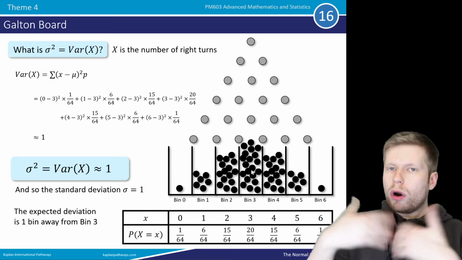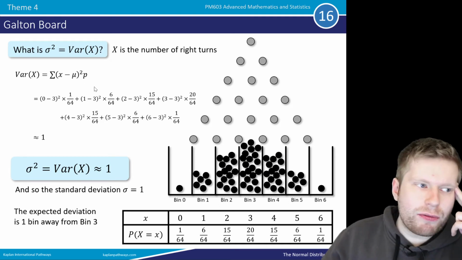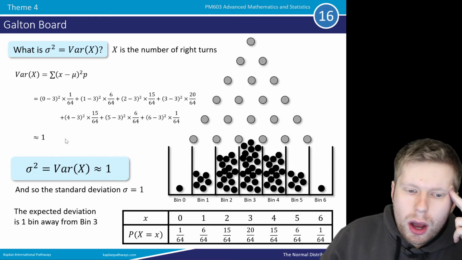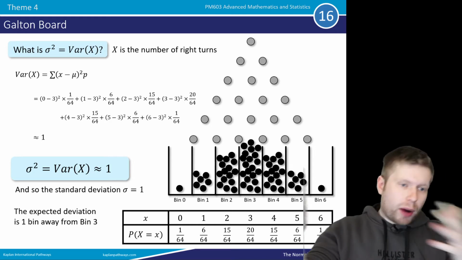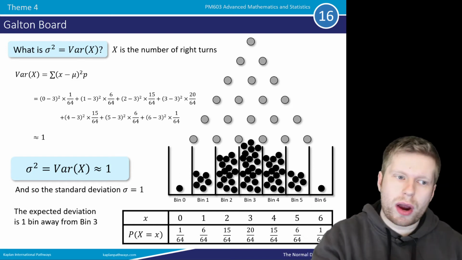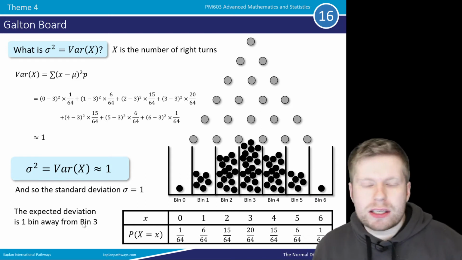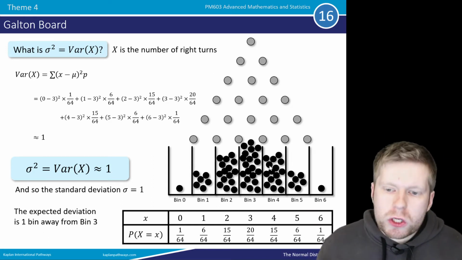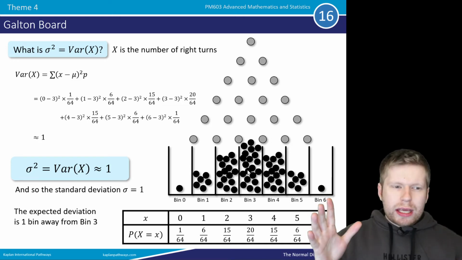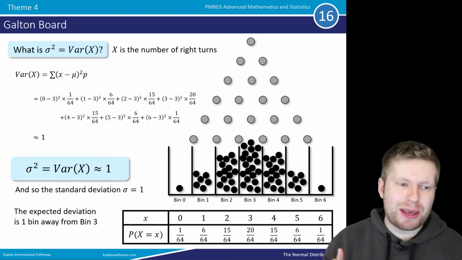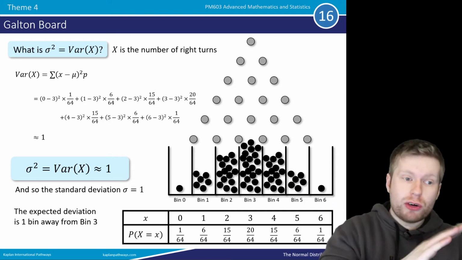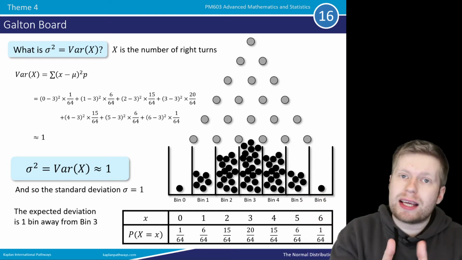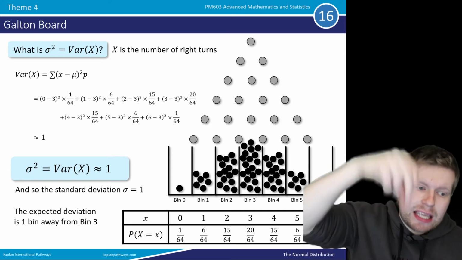What about the variance then? Well, have a look. If I calculate the variance, just remember I use the formula for variance, use the probability distribution, and it comes out as 1. What that means is that the variance, and by default the standard deviation, is also 1, because the square root of the variance is the standard deviation. That means the expected deviation is 1 bin away from bin 3. So I expect most of my ball bearings to end up in bin 3, but I'm not naive. I don't expect all of my ball bearings to end up in bin 3 because of the way probability works. There are still routes to get to other bins, so I do still expect ball bearings to end up in other bins. It's just that the most likely bin for a ball bearing to end up in is bin 3.